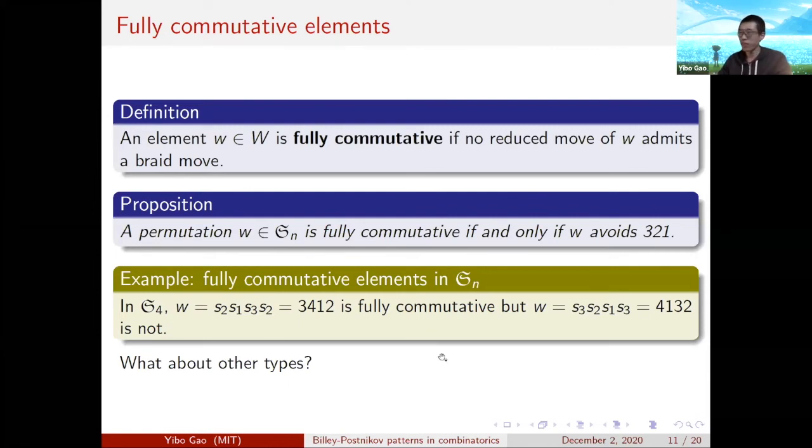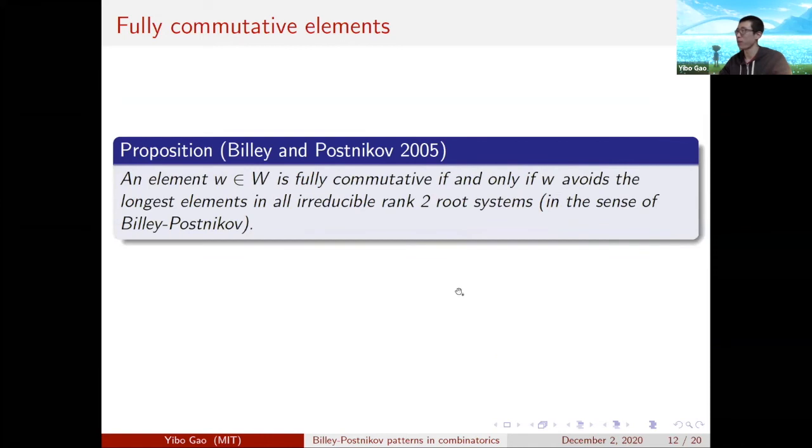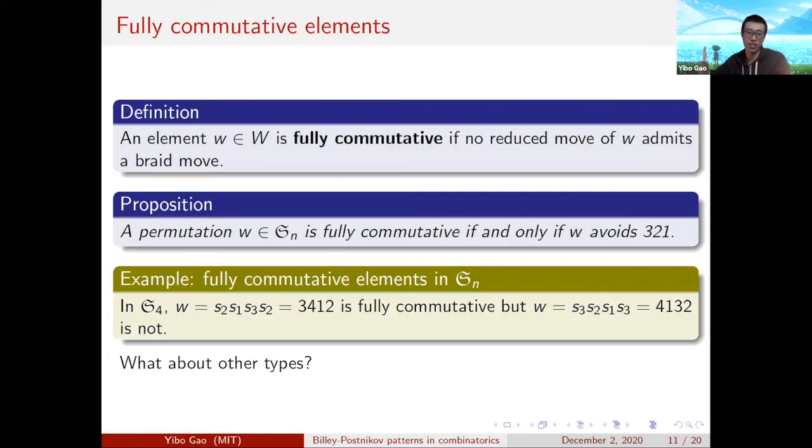Okay, all of these are not important because these are just examples of the things that you can do with generalization to other types. So fully commutative elements are just one example.